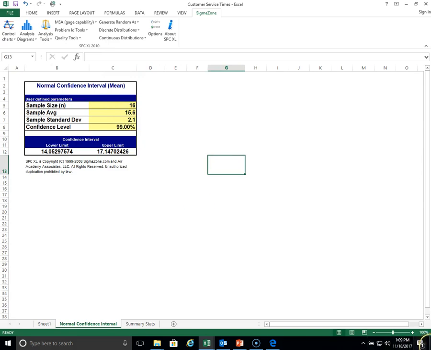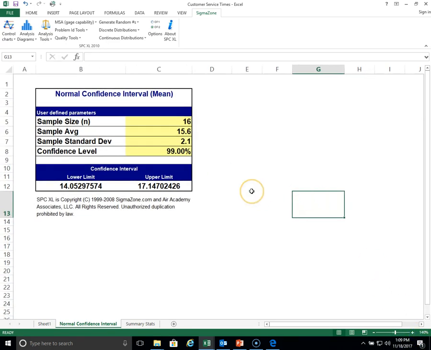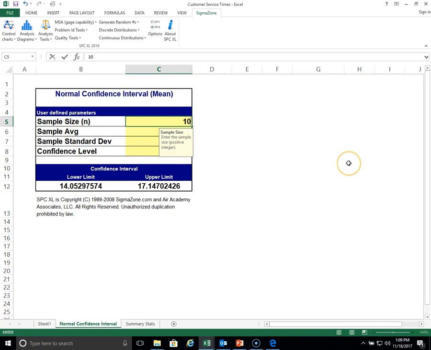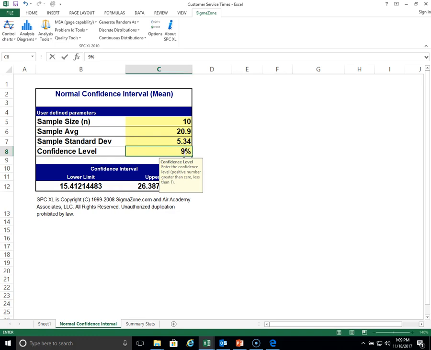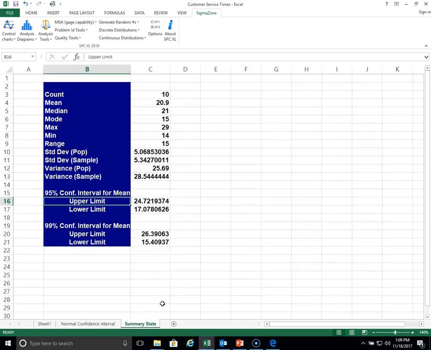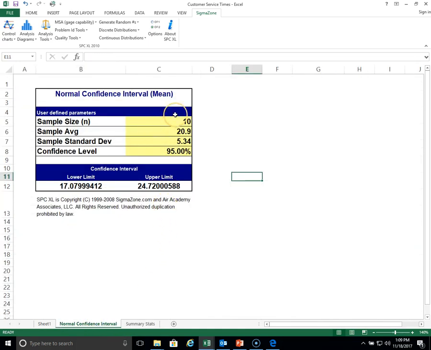And let's blow this up a little bit so you can see it. Our sample size was 10. The sample average was 20.9. The sample standard deviation was a whopping 5.34. I don't expect you to remember that. And let's say we want 95% confidence, and there is the lower and upper limit for us, just like we had in the summary stats. The summary stats, we had 17 up to 24, and in the normal confidence interval generated in this option 2, we have the same thing.